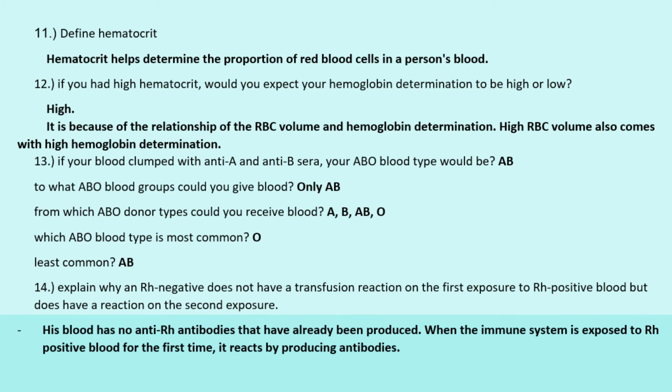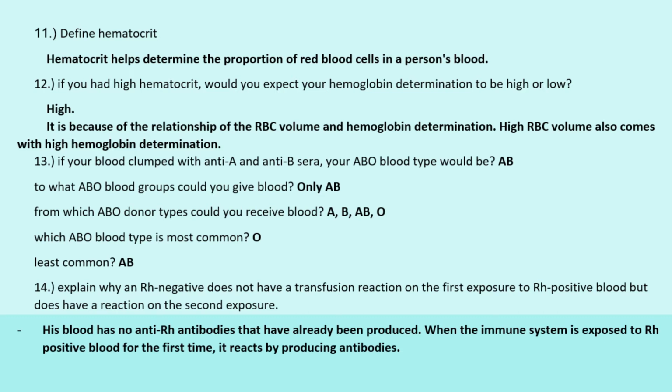Define hematocrit. Hematocrit helps determine the proportion of red blood cells in the person's blood. Number 12. If you had a high hematocrit, would you expect your hemoglobin determination to be low? It would be high. Why? It is because of the relationship of red blood cell volume and hemoglobin determination. High red blood cell volume also comes with high hemoglobin determination.